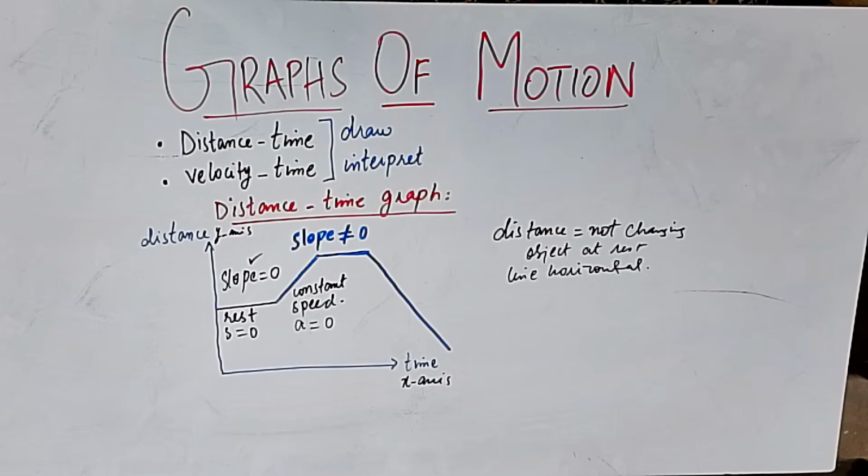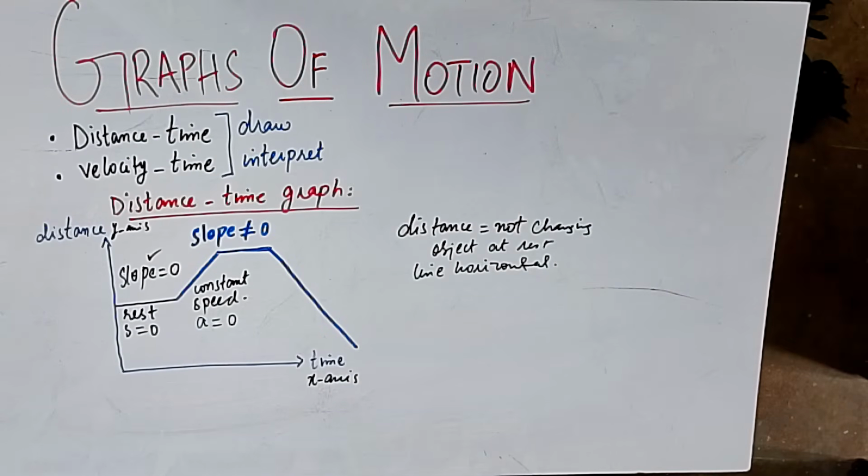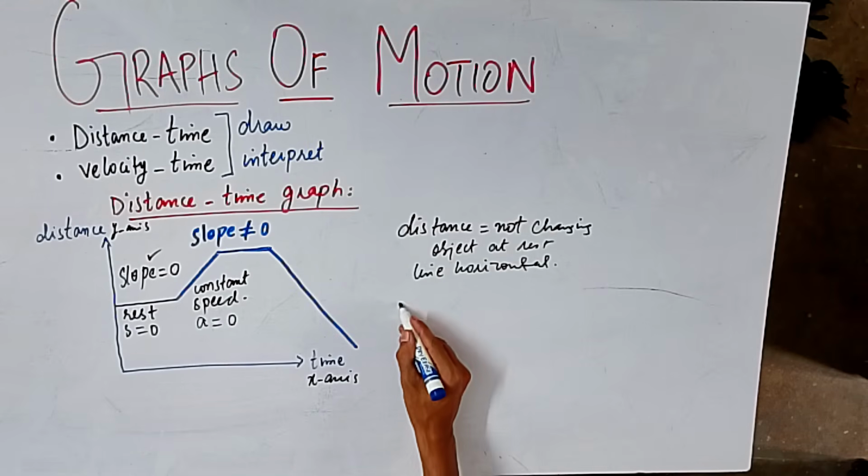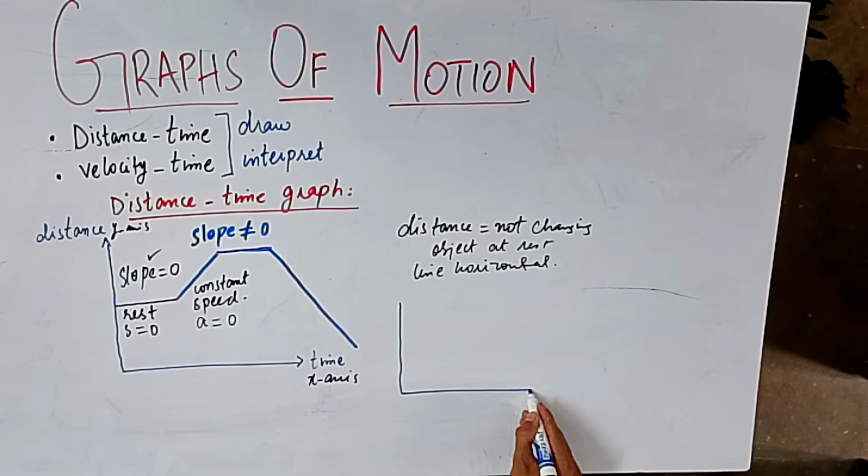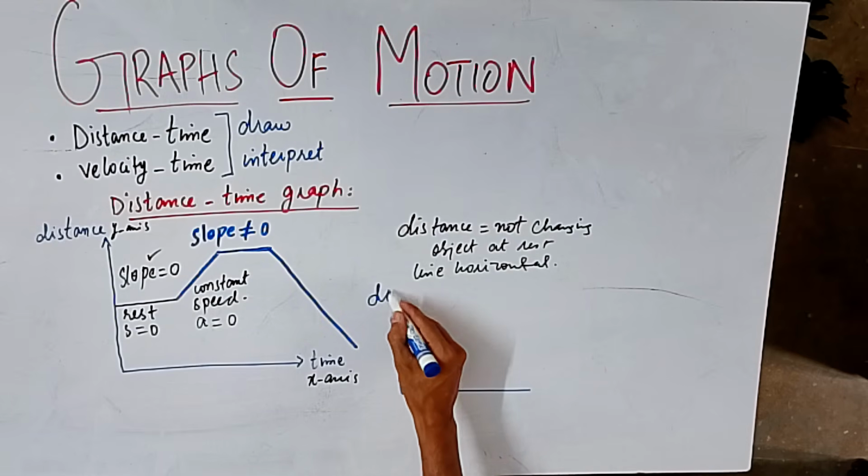But now if the speed is not constant, how will the graph look? Over here we will make another simple example of the graph to show you how the graph will look if the speed is not constant. So same graph, distance and time.